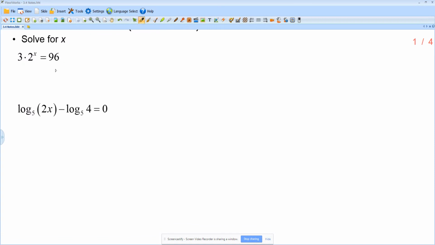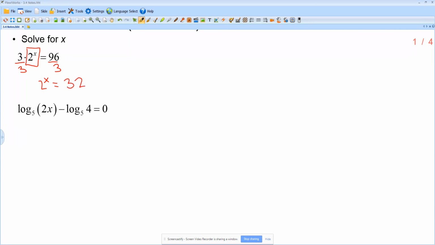3 times 2 to the x is equal to 96. So the first thing is I want to get this exponential piece of this alone. The operation in between the 3 and the 2 is multiplication, so I'm going to divide by 3 first. I get 2 to the power of x is equal to 32.